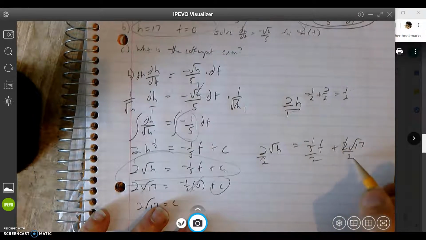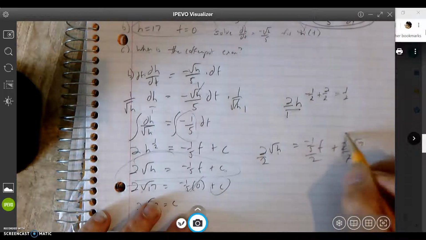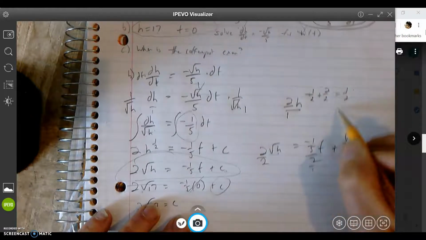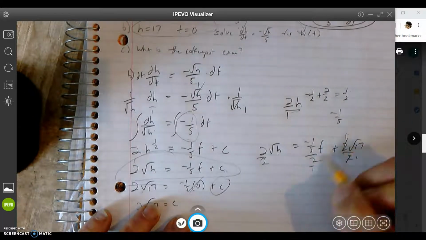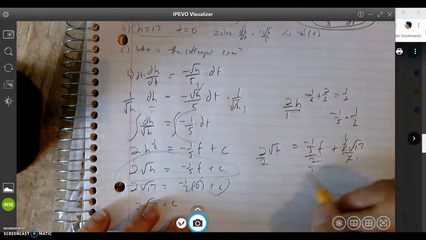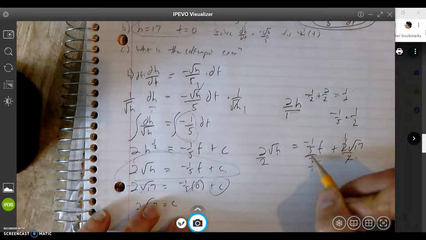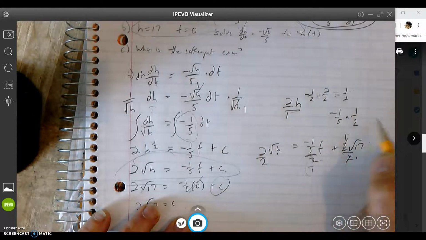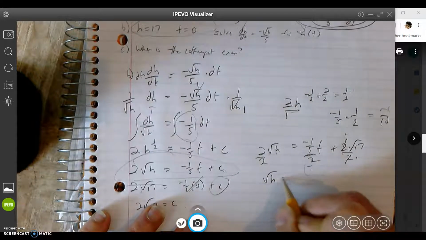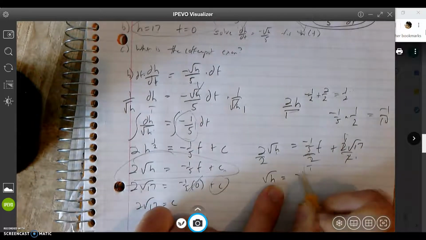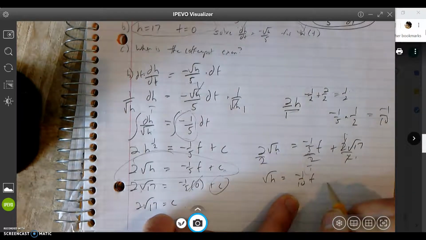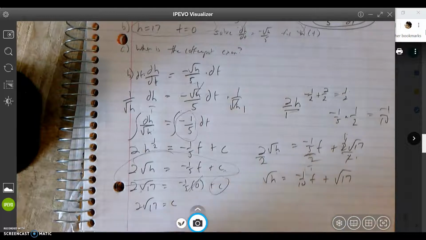So 2 divided by 2 is 1. Negative 1/5 divided by 2. So negative 1/5 divided by 2 over 1 is times 1 over 2, because you divide by 2, which means you multiply by the reciprocal. So that's negative 1/10. So radical h equals negative 1/10 t plus radical 17.